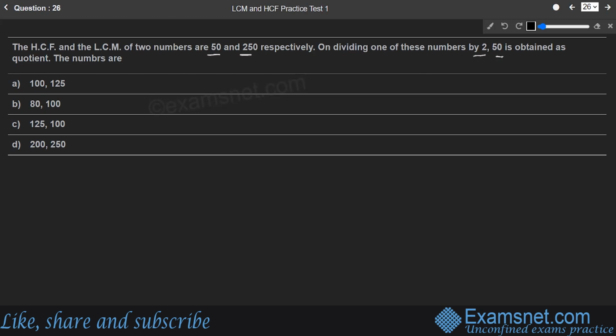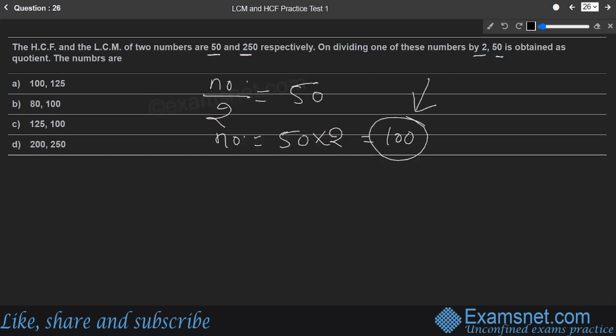So obviously, whenever that number is divided by 2, we are getting the result as 50. That means the number is nothing but 50 into 2, that is 100. So that number is 100. So one number is already achieved, that is 100. Let us assume the other number.